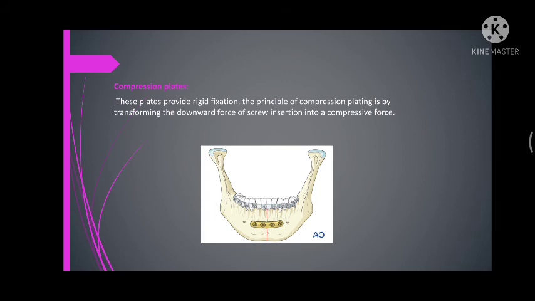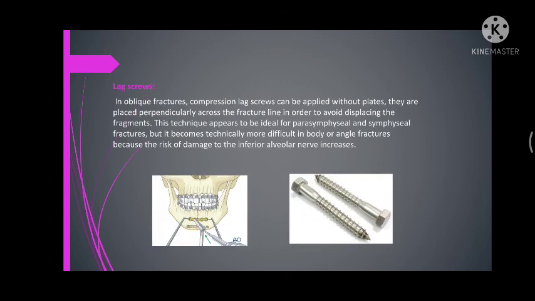Compression plates. These plates provide rigid fixation. The principle of compression plating is transforming the downward force of screw insertion into a compressive force. Lag screws. In an oblique fracture, compression lag screws can be applied without a plate. They are placed perpendicularly across the fracture line in order to avoid displacing the fragments. This technique appears to be ideal for parasymphyseal and symphyseal fractures, but it becomes technically more difficult in body or angle fractures because the risk of damage to the inferior alveolar nerve increases.